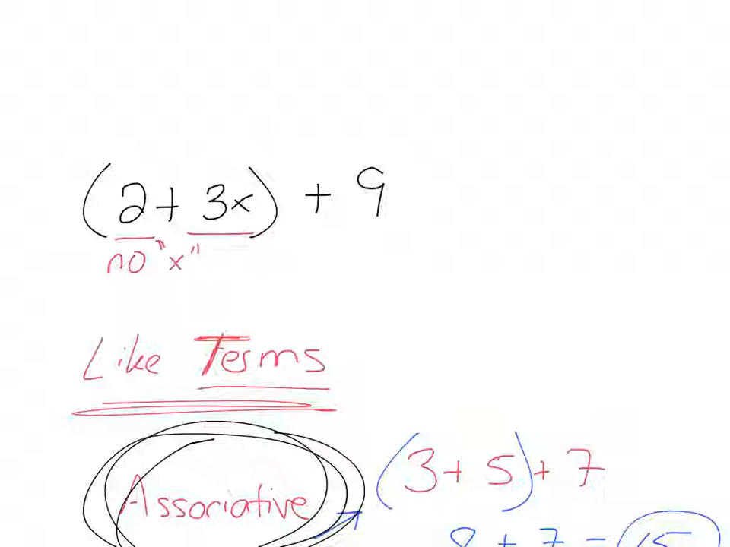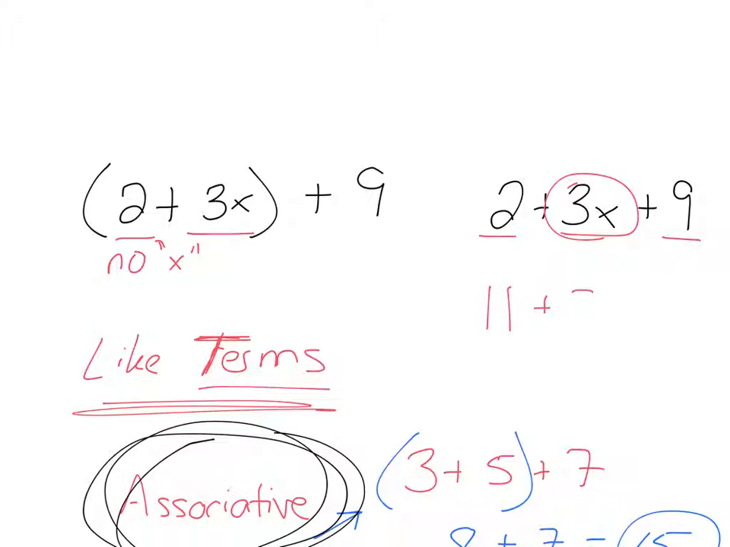So that's what I'm going to go ahead and do here. I'll just rewrite it: 2 plus 3x plus 9. Now I do have like terms here. The 2 and the 9 are like terms because they both don't have variables. So 2 plus 9 is 11. I cannot do anything with this 3x, so I'm just going to carry it down. And believe it or not, that is my answer.